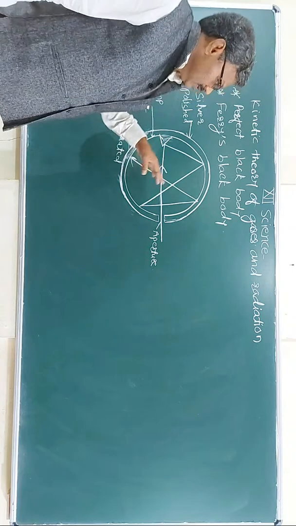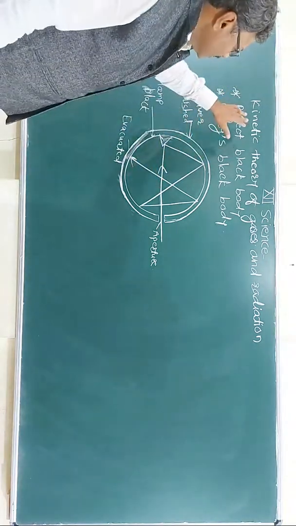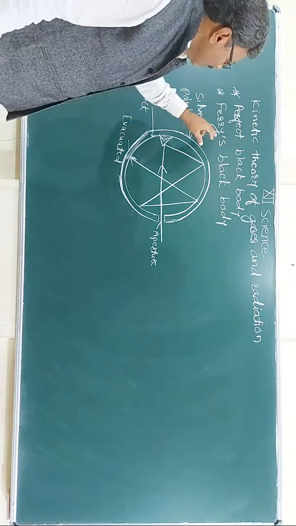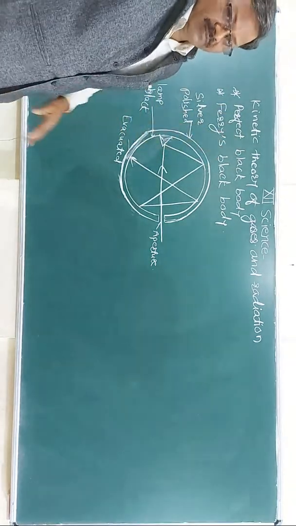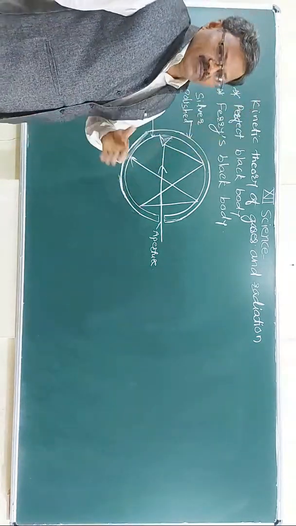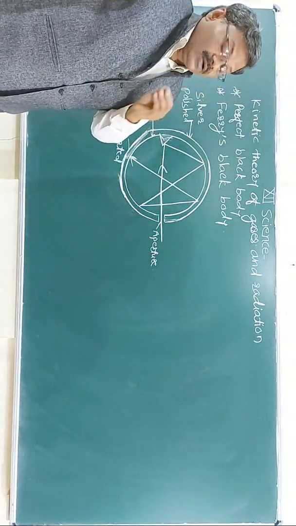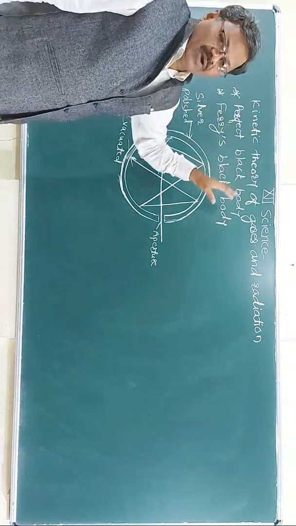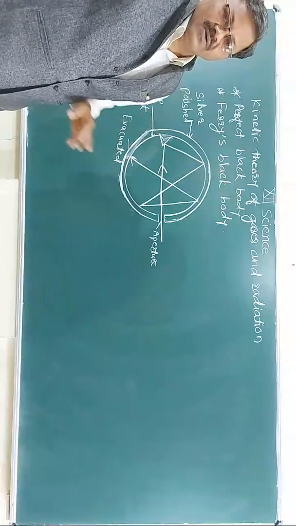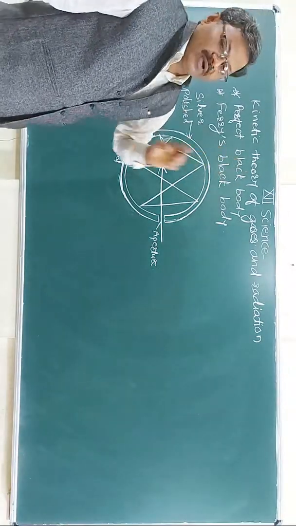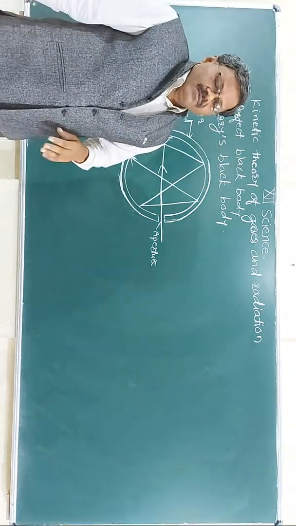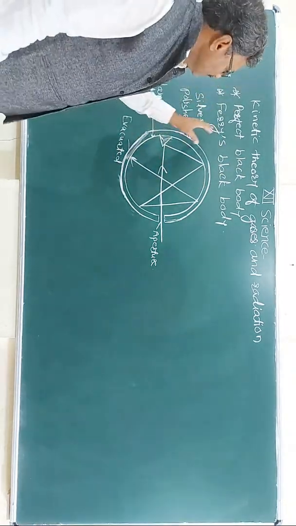Good morning students. Today we are going to study the perfect black body. Yesterday we studied the perfect black body, the body which absorbs total energy. This body is called the perfect black body. The coefficient of absorption of a perfect black body is 1. Such a perfect black body does not exist in the universe.